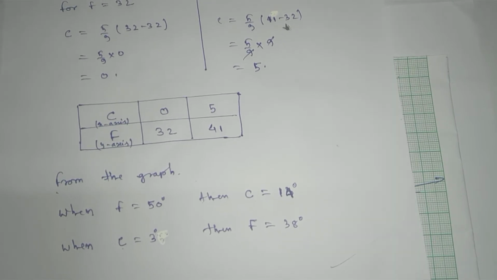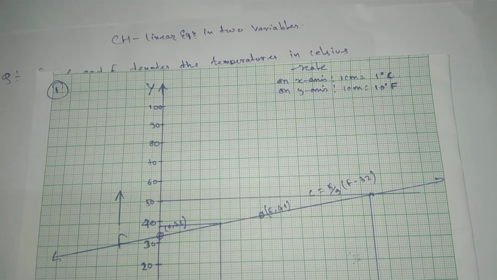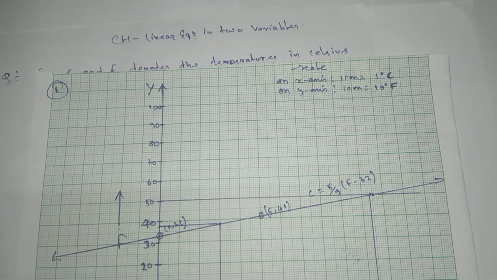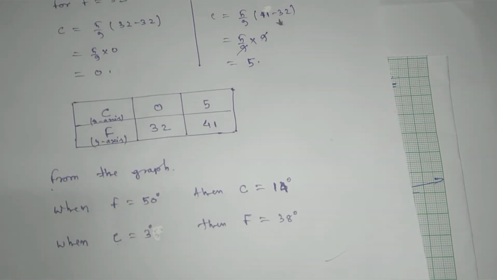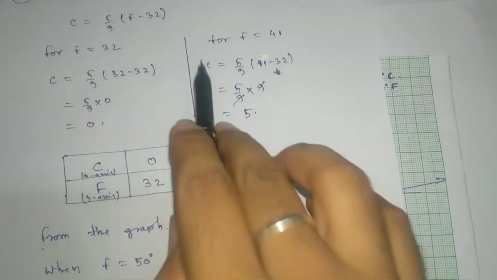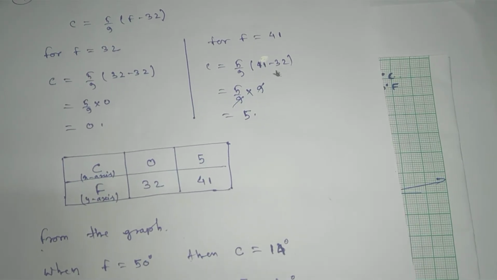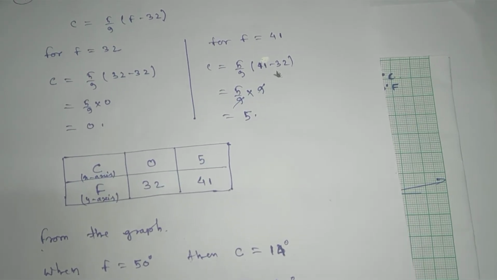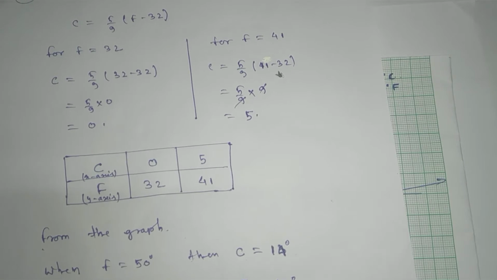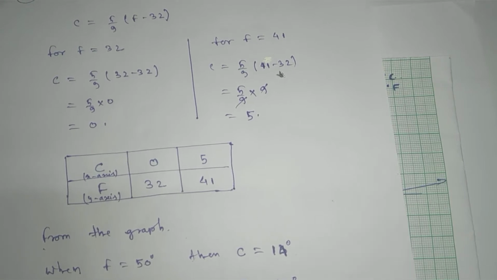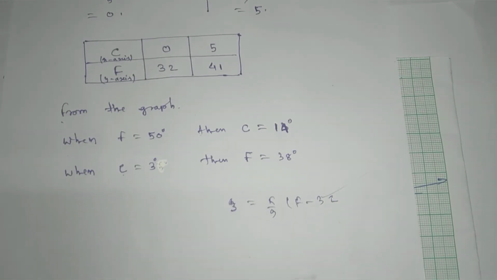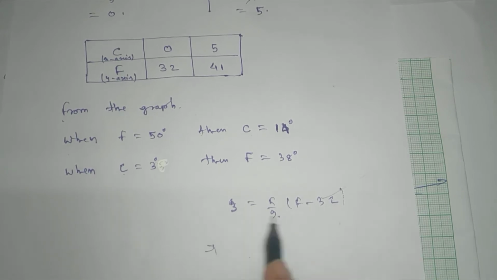When C is what? 38. Just check it here. You substitute here. When C, that means C is 3 degrees, so we'll take 3 here. So 5 by 9, F we don't know, 32. Okay. So this is your 27.